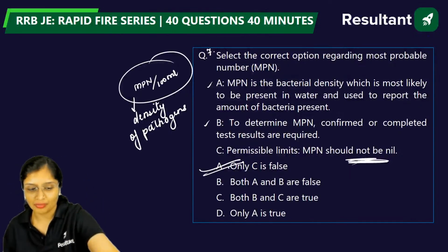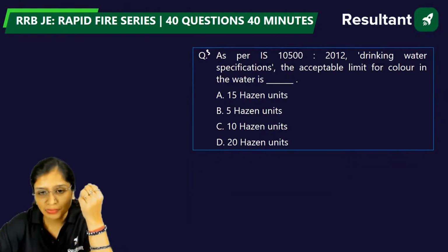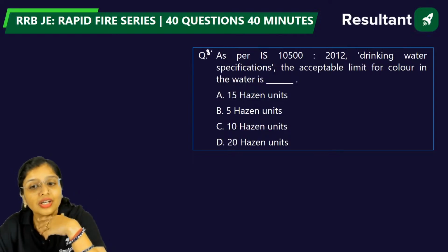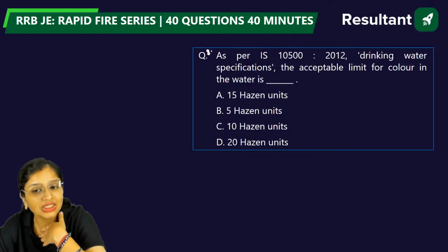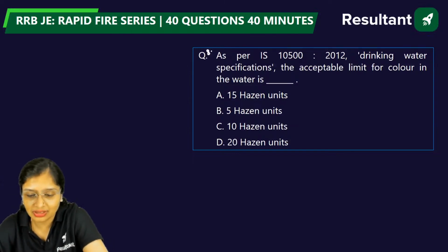Okay. Now, question number 8. Solve it. As per IS 10500-2012, drinking water specifications, the acceptable limit for color in water. So what is the acceptable limit, guys?